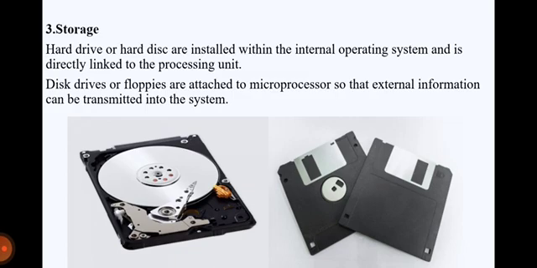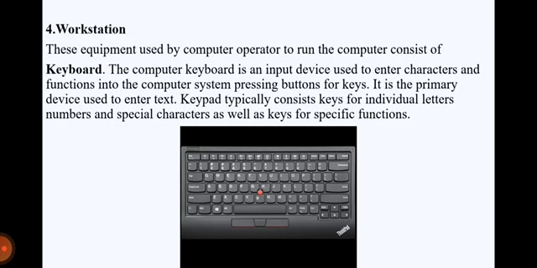Third part is storage. Hard drive or hard disk are installed within the internal operating system and is directly linked to the processing unit. Hard disks or floppies are attached to microprocessor so that external information can be transmitted into the system. Next part is workstation.